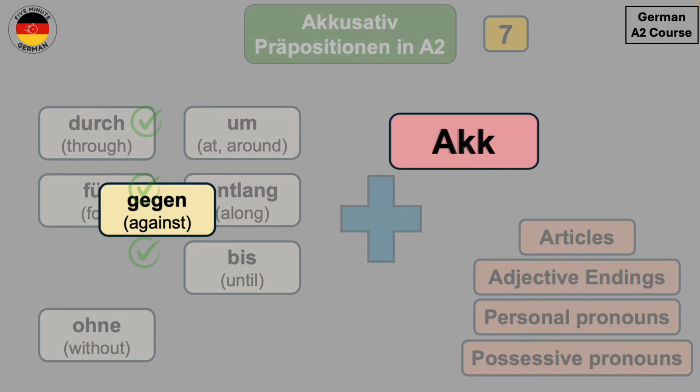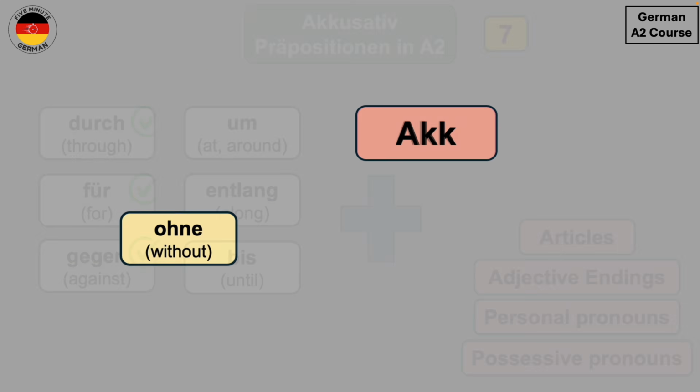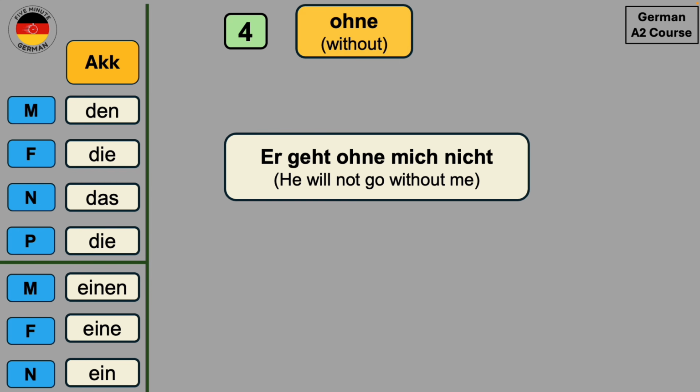So this was gegen. The next preposition is ohne, which means without. And an example sentence would be, Er geht ohne mich nicht. He will not go without me. And you see that over here we have again used mich, which is the personal pronoun in accusative because ohne is an accusative preposition.